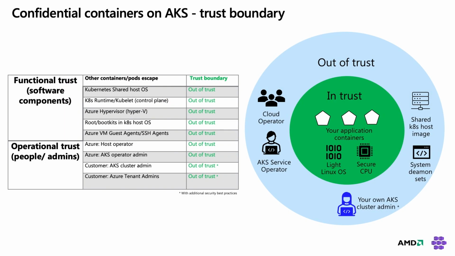So looking at the trust boundaries, what we're essentially talking about is building capabilities that lock the environment out and build capabilities outside of the trust environment. If you look on the left, you see the functional trust software components. You have the Kubernetes shared host OS, the kubelet at the control plane level, Hyper-V itself, the rootkits, the bootkits in the host OS, the host operator at the operator trust at the admin level, AKS operator admin, AKS cluster admin, tenant admins are all outside of the trust boundary of that application.